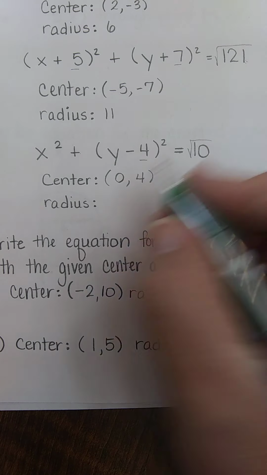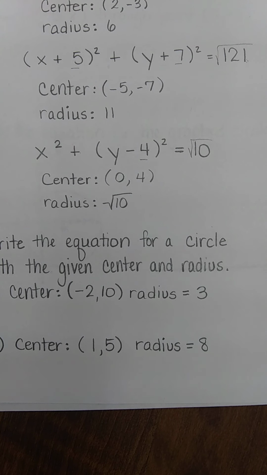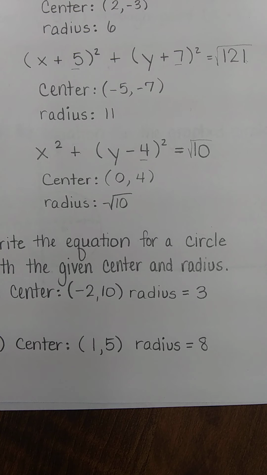That's not a nice whole number, so we are simply going to say that the radius is the square root of 10. Now that does not break down or simplify in any way, shape, or form. Keep in mind we did that back in chapter 4.